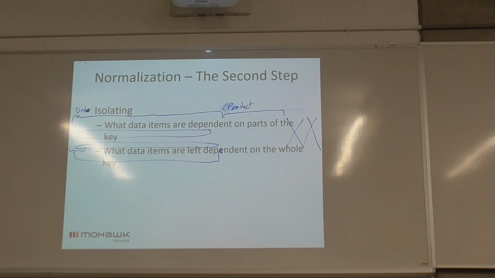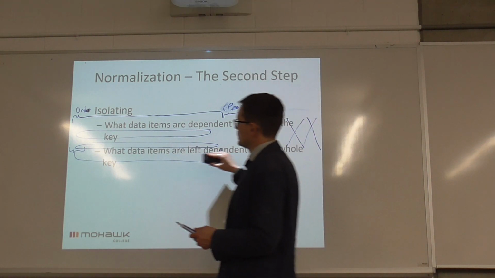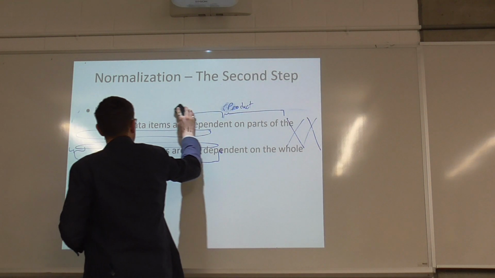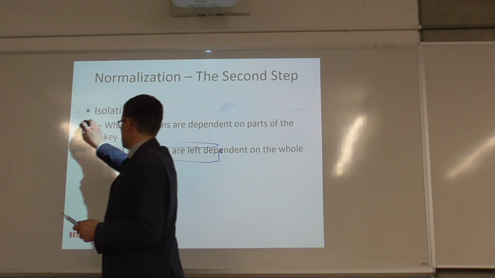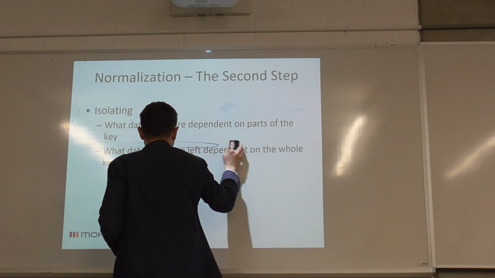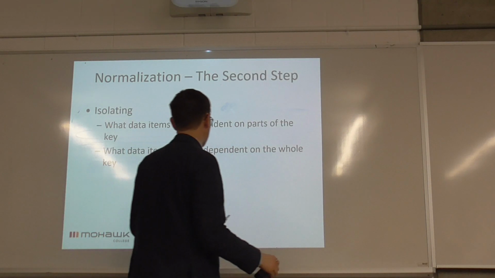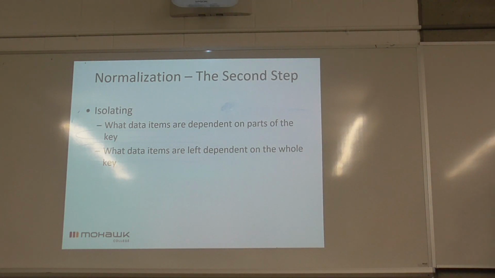Next, what we're trying to do, we need to find out which items are dependent on the key. What data items are dependent on parts of the key? What data items are left dependent on the whole key?